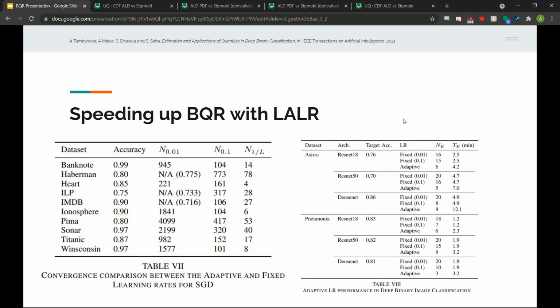But for the Asira dataset, which is a large dataset and also includes colored images, we found that while we did see a reduction in the number of epochs for ResNet networks, the time for each epoch did increase. And for DenseNet, we also found that the number of epochs was on par or slightly higher than using a fixed learning rate. A large part of this is because we need to sample the penultimate output of the network. And so for larger networks, this becomes a more computationally intensive task, which is why the time per epoch increases. Nevertheless, we still do see significant benefits in most cases when using LALR.